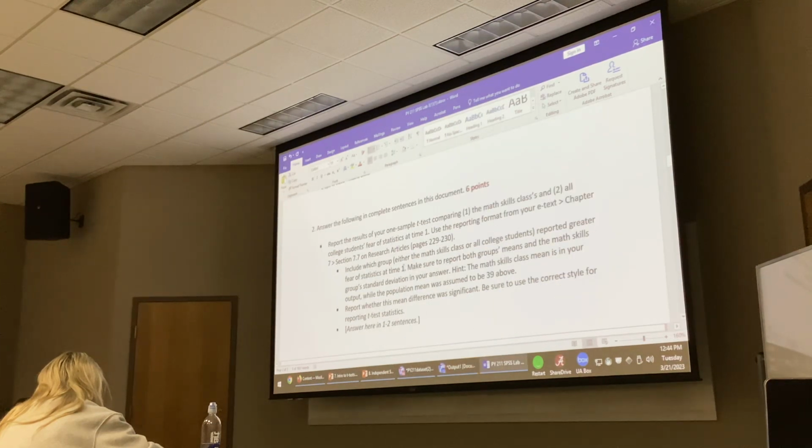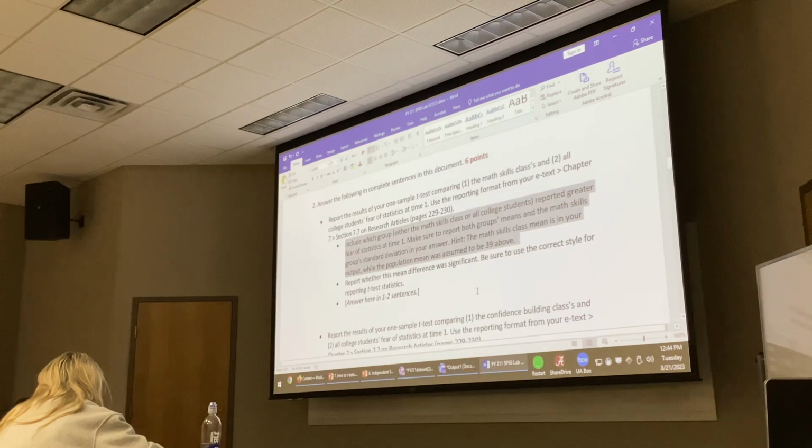So it tells you tips, like report this. There are example reporting formats in the textbook. I actually think it's easiest if you go back and look at our slides. I gave y'all an APA style report, multiple examples for each kind of t-test in the slides, okay? And I tried to give y'all hints here too. Include which group. Here, the math skills group are all college students reporting greater fear of stats. Make sure to report both groups' means and the math skills group standard deviation in your answer. Hint, the math skills class mean is in your output, while the population mean was assumed to be 39, okay?